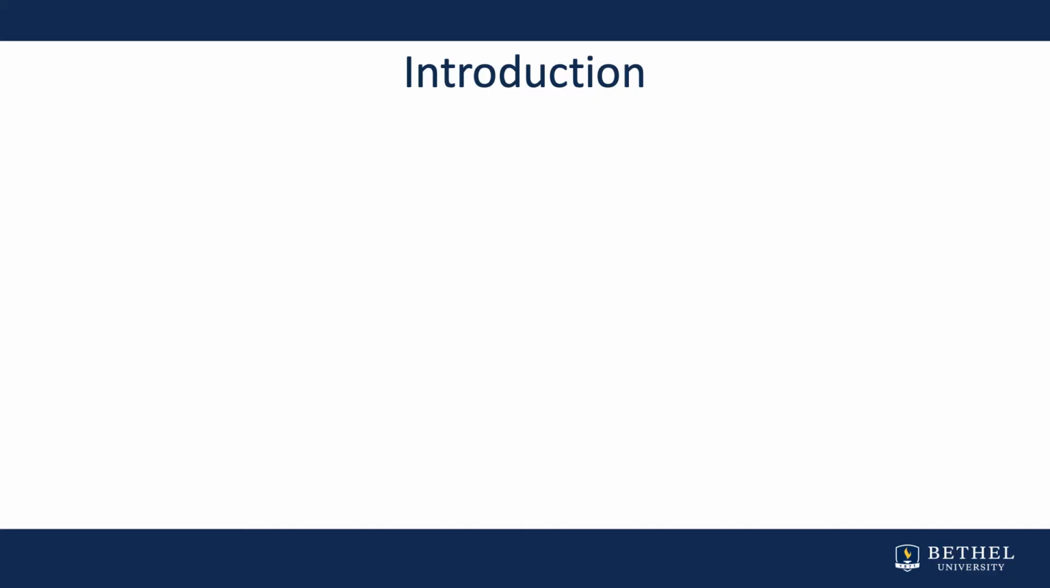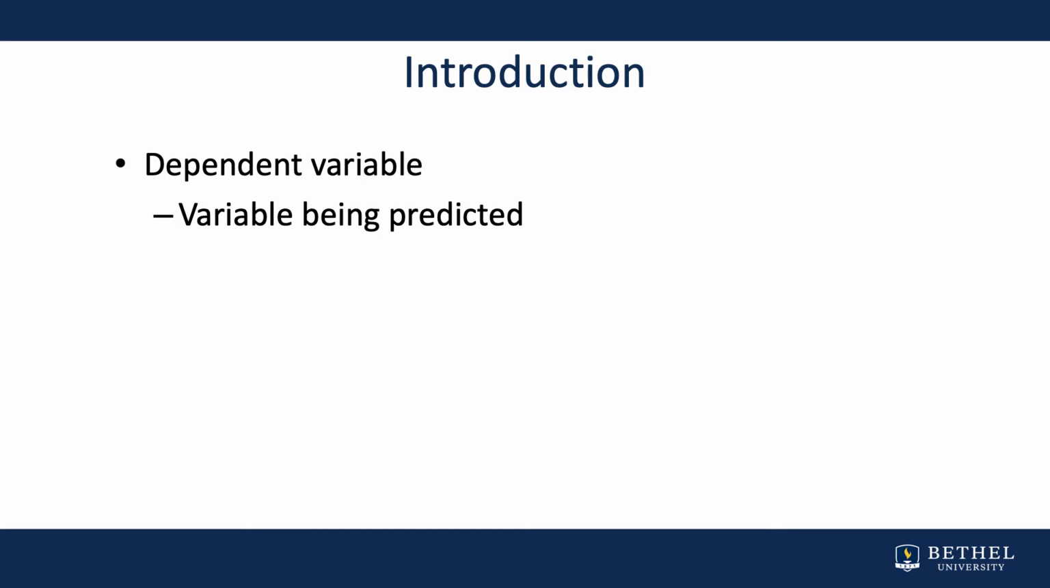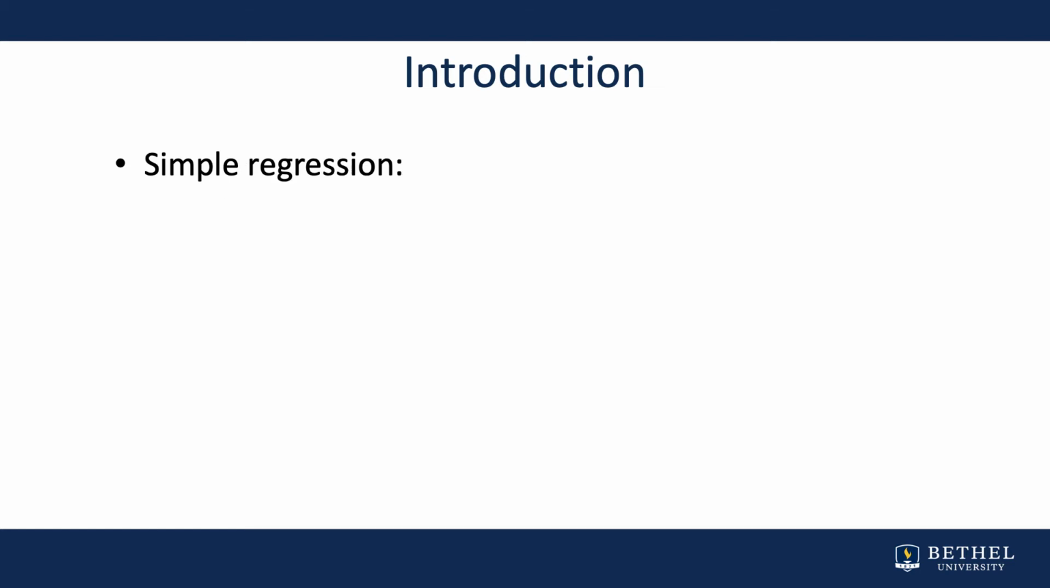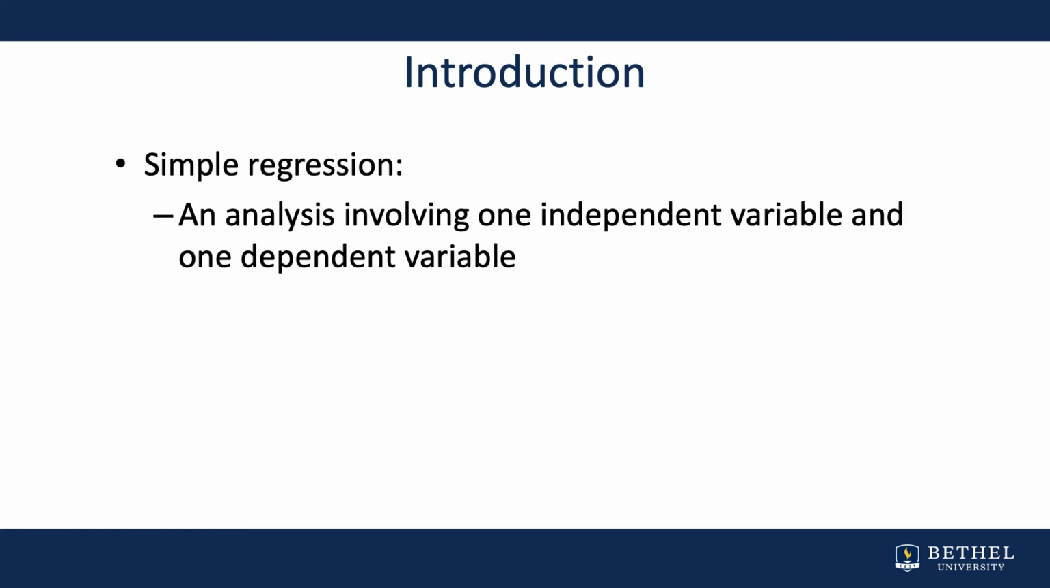In order to do linear regression, there are three things that you need to know. First, you need to know what your dependent variable is. That is the variable that's being predicted. You also need to know what your independent variable is. That is the one that is used to predict the value of the dependent variable. Once you have those two in mind, then you can do a simple regression, which is an analysis involving one independent variable and one dependent variable.